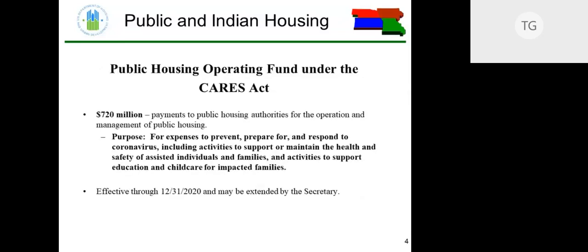The CARES Act provides $720 million for public housing. The payments are for the operation and management of public housing. Funds are distributed through the operating fund formula. The funds are to prevent, prepare for, and respond to coronavirus, including activities to support or maintain the health and safety of assisted individuals and families, and activities to support education and child care for impacted families. In addition, any unspent operating funds and capital funds from prior years may be used to help out during these times. Local housing authorities have made changes in day-to-day operations.